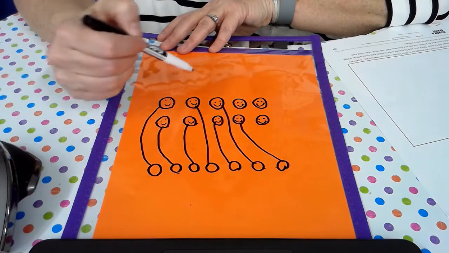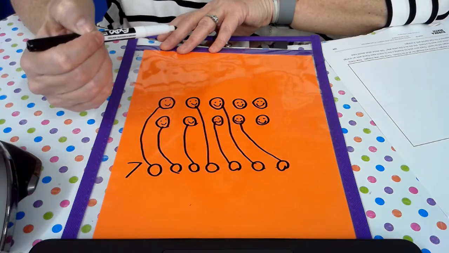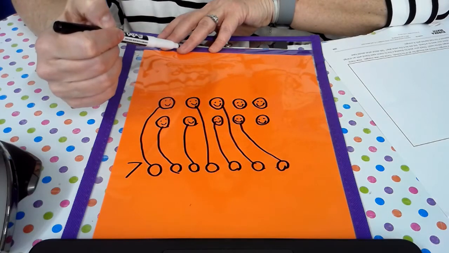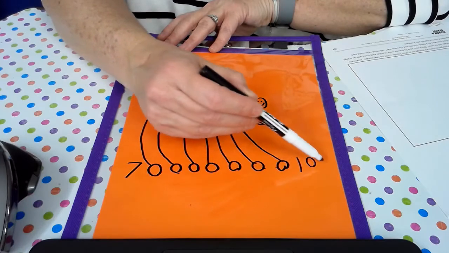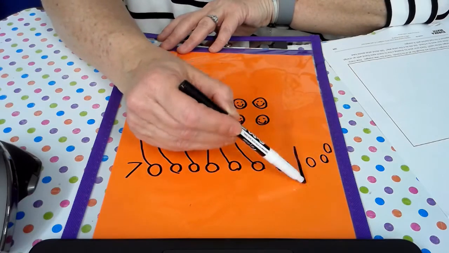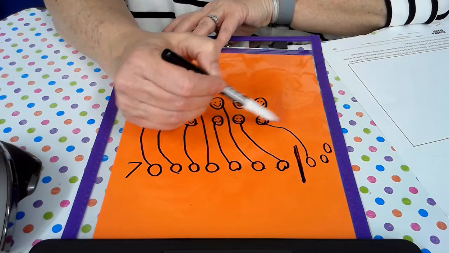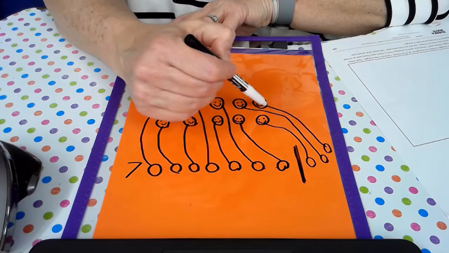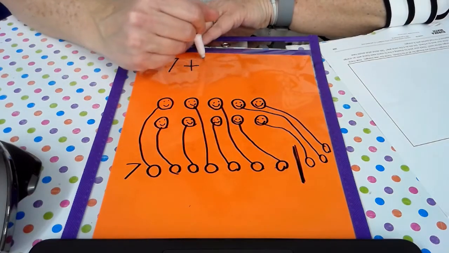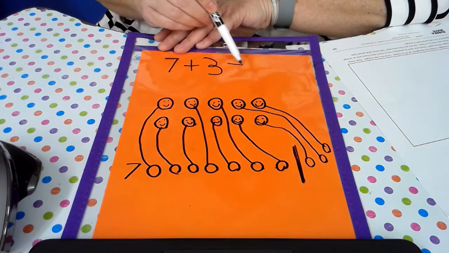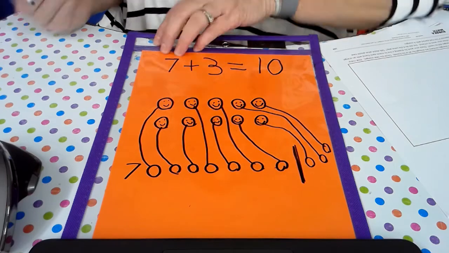Oranges. How many more oranges? I had 7. But I need more oranges to get to 10. Yes, I need 3 more oranges. 1, 2, 3. And I'm going to draw a line there. Because I had 7 and I needed 3 more for everybody to get an orange. Because 7 plus 3 equals 10. Yeah. Okay.